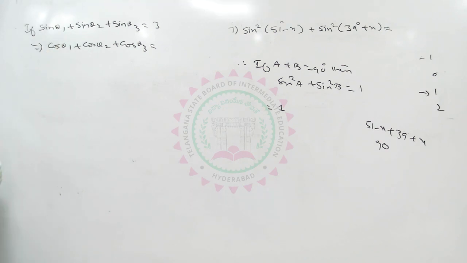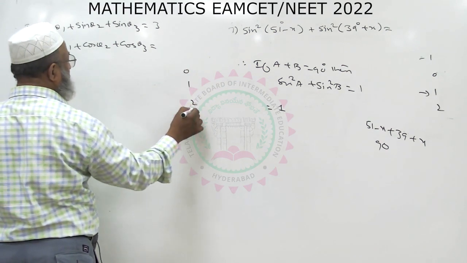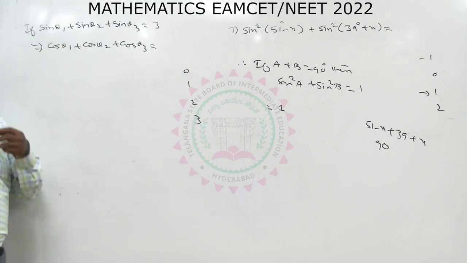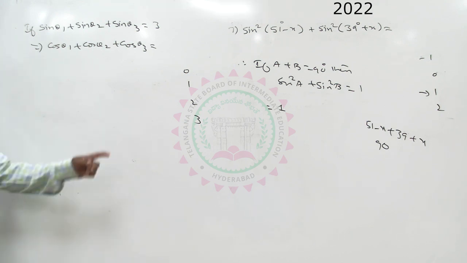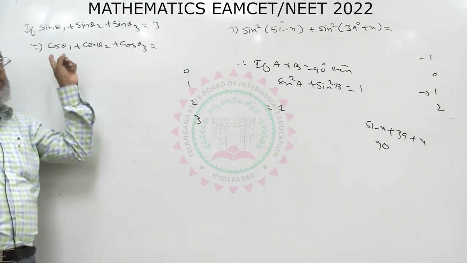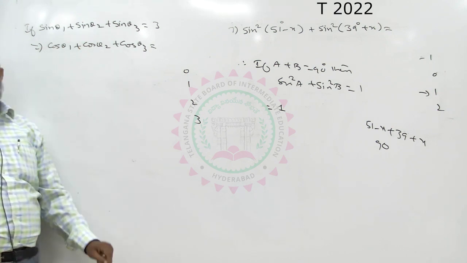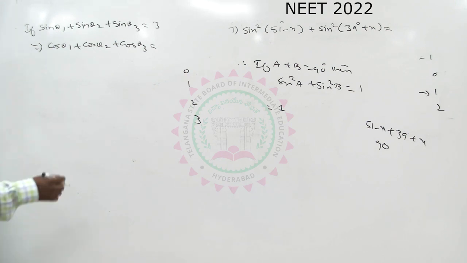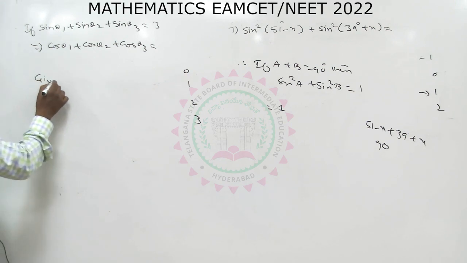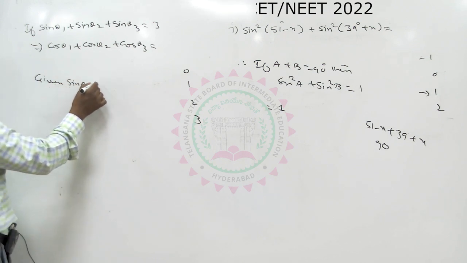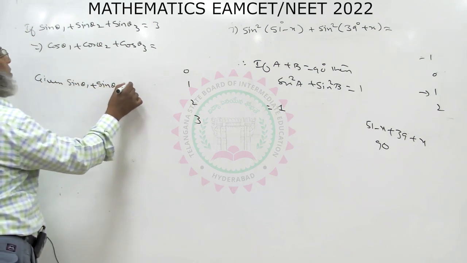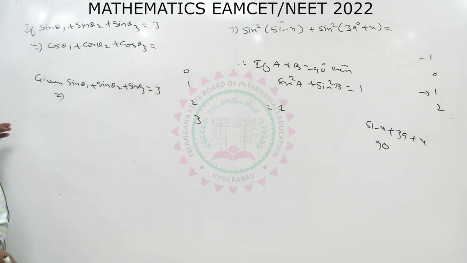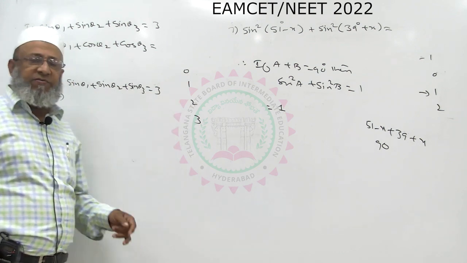Cos theta 1 is equal to 0, 1, 2, 3. What he says? Sin theta 1 plus sin theta 2 plus sin theta 3 is equal to 3. We have to find the value of cos theta 1 plus cos theta 2 plus cos theta 3. So, what is the given condition? Sin theta 1 plus sin theta 2 plus sin theta 3 is equal to 3. When will this equation be satisfied?